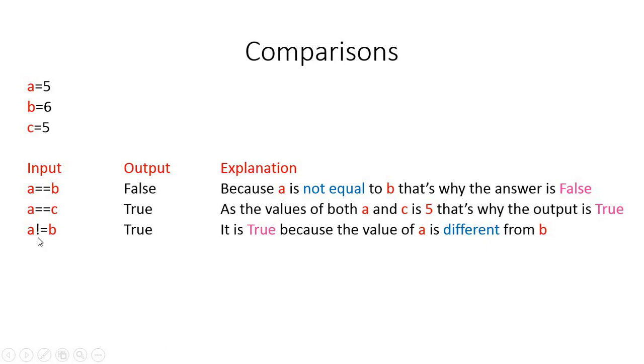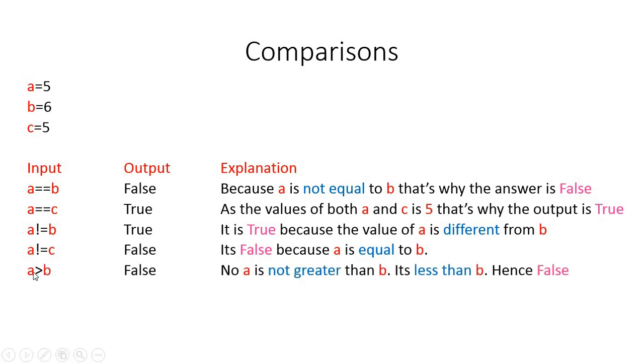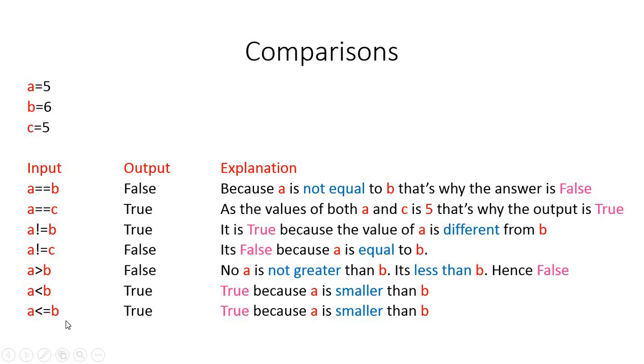This exclamation mark with equal sign means that it is not equal. So you are asking if A is not equal to B, the computer says yes, it is true. Is the value of A not equal to the value of C? It says false, because the value of A is equal to the value of C. The greater sign: you're asking if the value of A is greater than the value of B, the computer says no, false. So for smaller than, you use this symbol, and this symbol is used for smaller than or equal to. This symbol is used for greater than or equal to.